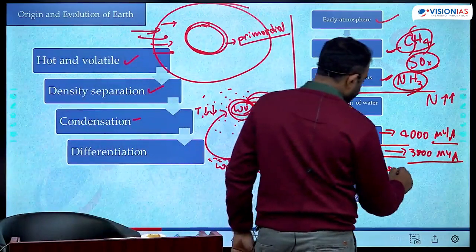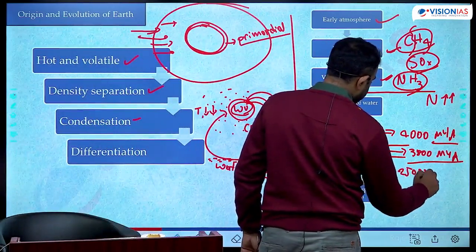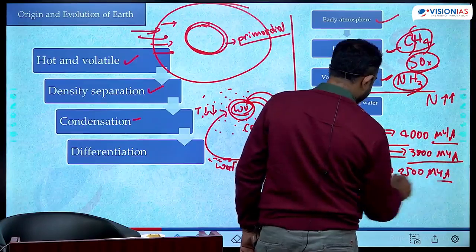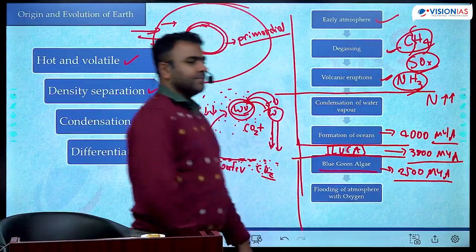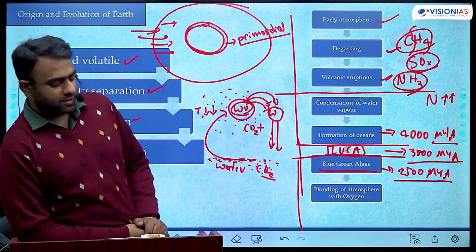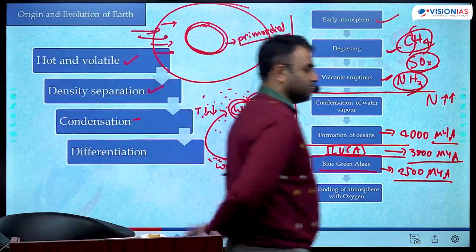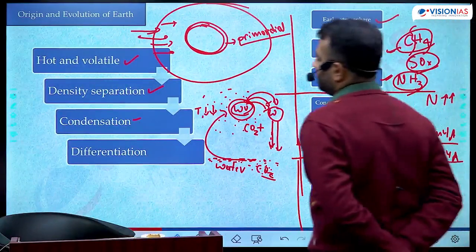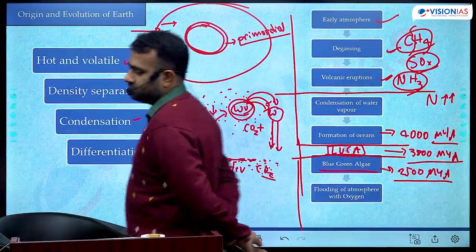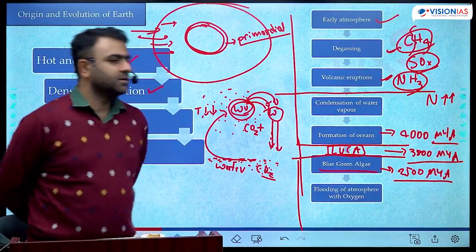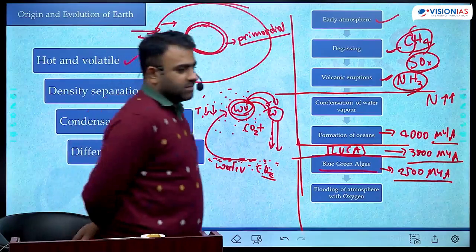By 2,500 million years, we had the evolution of blue-green algae. Blue-green algae is the first photosynthetic organism which evolved on the earth. First photosynthetic organism. Of course, the life is still inside the ocean. Life is still unicellular, very primitive. Now the situation completely gets changed.